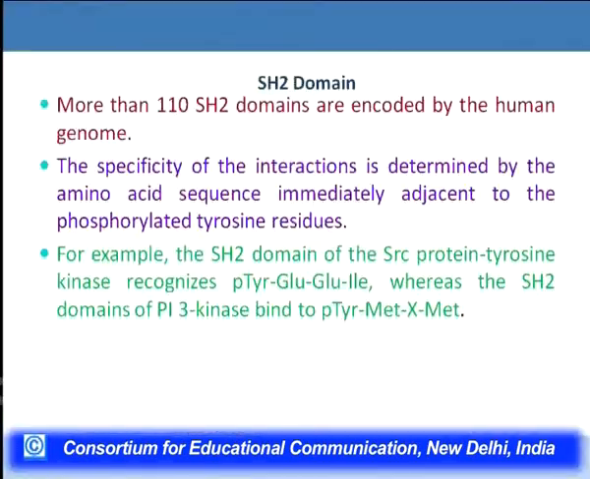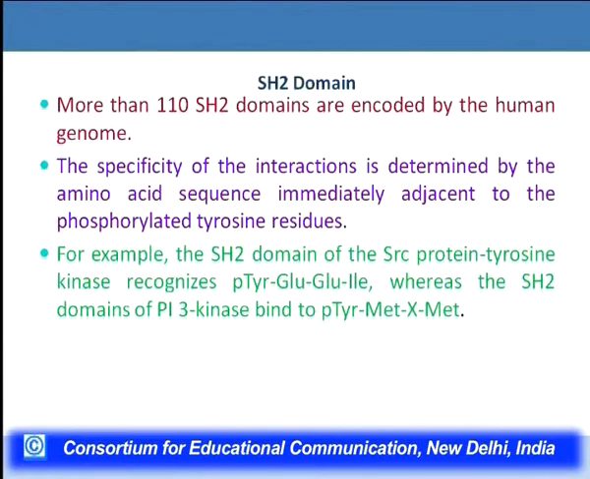More than 110 SH2 domains are coded by the human genome for different proteins. And the specificity of the interaction is determined by the sequence of amino acids adjacent to the phosphorylated tyrosine residue. How does SH2 recognize that it has to bind to this particular phosphorylated region? How does PTB recognize that it has to bind to this specific region? It depends on the amino acids present in the vicinity of the tyrosine residue, because all the phosphorylated tyrosine residues will look similar to the domain. So there has to be a certain discerning or delineating factor which will help the proteins to recognize where to bind. And this delineating factor is the sequence of amino acids adjacent to the phosphorylated tyrosine residue.